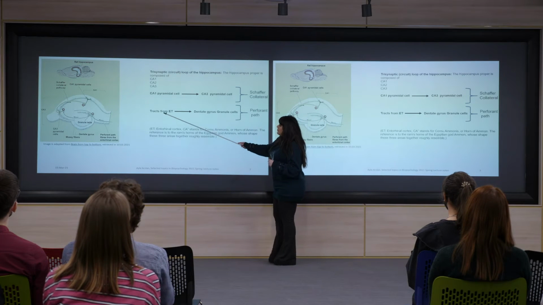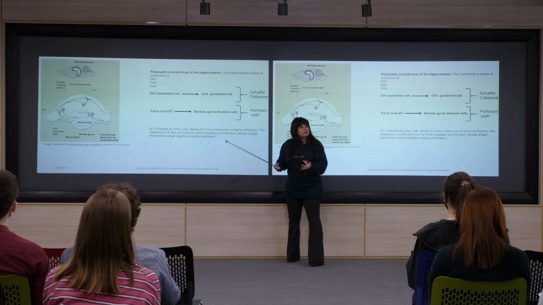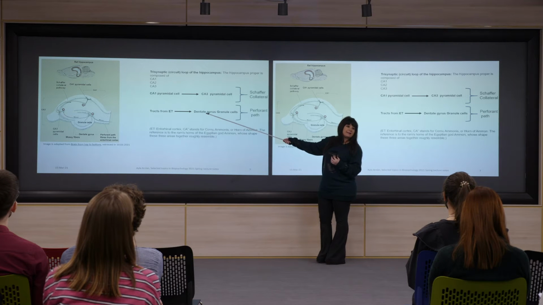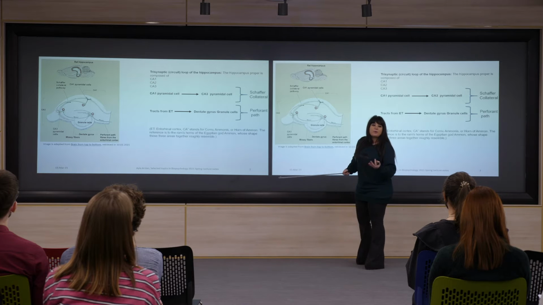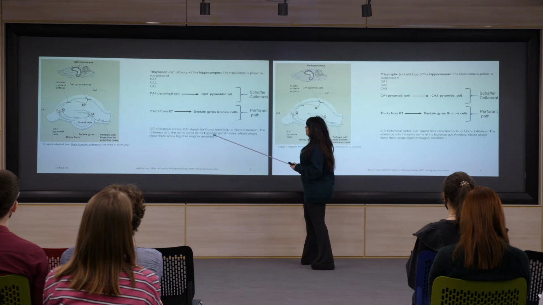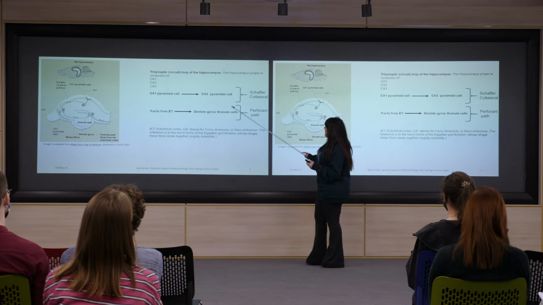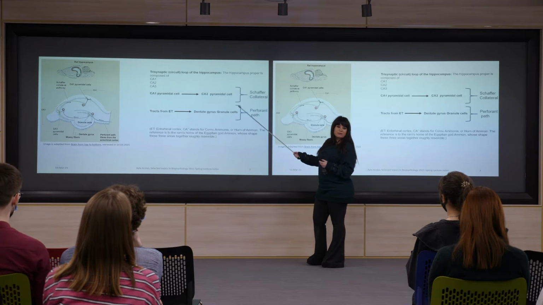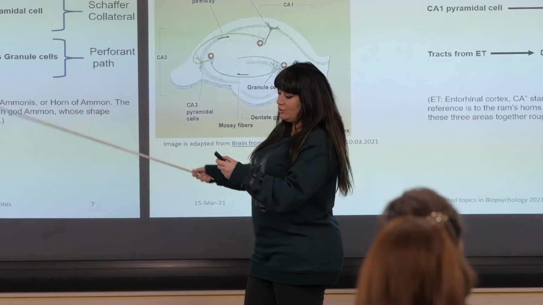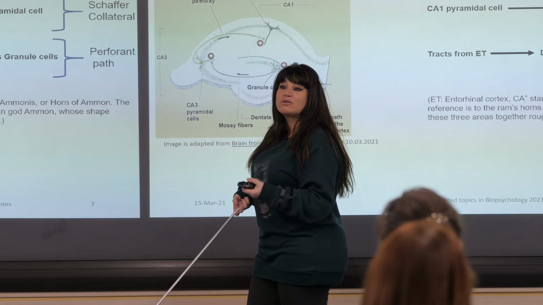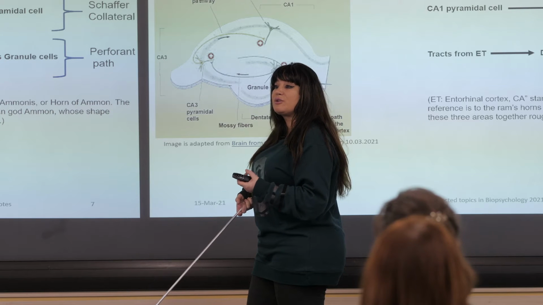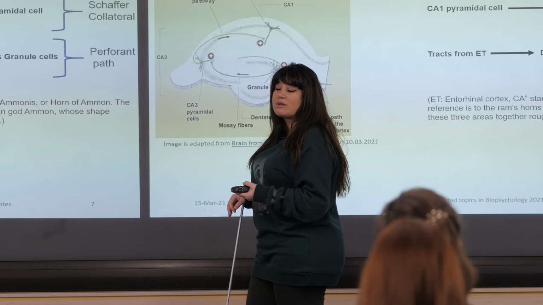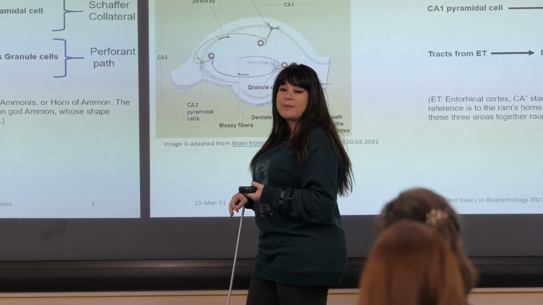And for example, tracts from the entorhinal cortex, so from the other cortical areas, when they synapse on the granule cells in the dentate gyrus, this path is called the perforant path. So these are just basic terms regarding the hippocampal connections, and today I will describe one important experiment which took place in this connection between these two neurons, which led to the discovery of a very important physiological mechanism called LTP, or long-term potentiation, which is today considered to be the physiological basis of learning and memory.